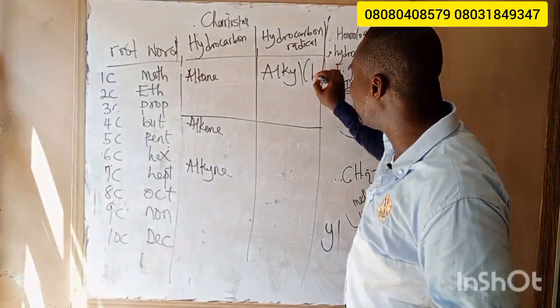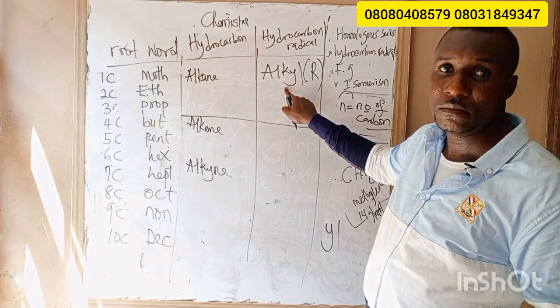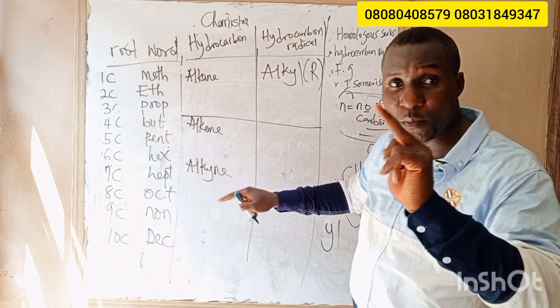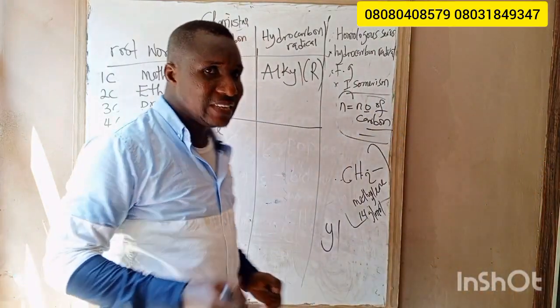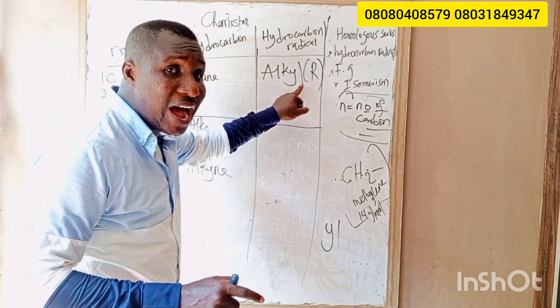The symbol for alkyl is what? R, which is hydrocarbon radical. Alkyl is formed when alkane loses one atom of what? Hydrogen. And there's a question that came out in JAMB. What is the general formula for alkyl?